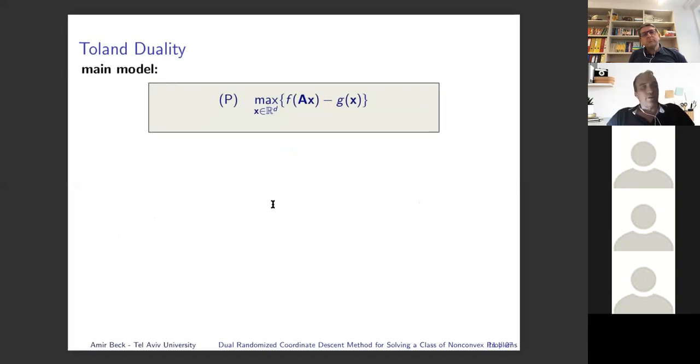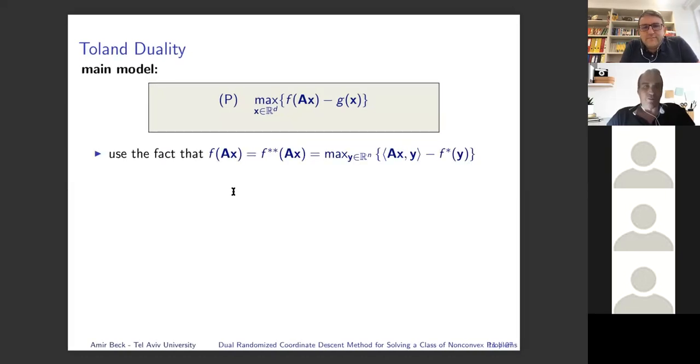We do it with what is called the Toland duality, because it's a non-convex problem. If you look at Lagrange duality, then you won't have strong duality, and the dual problem is just a bound. But with Toland duality, which is not exactly duality, it's a nice conjugate trick, you can get something which has some meaning.